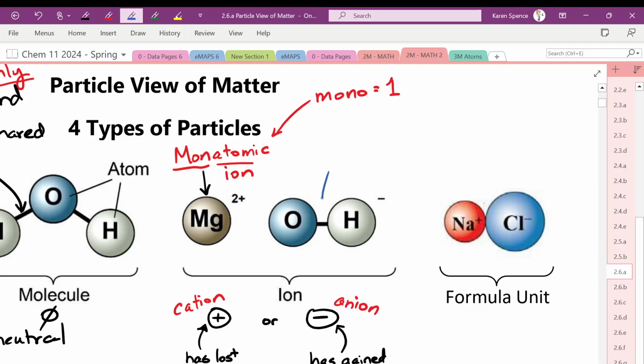Here we have an ion that is made of more than one atom. Do you guys know the prefix that means many? Poly. Poly is many. So here we have a polyatomic ion.